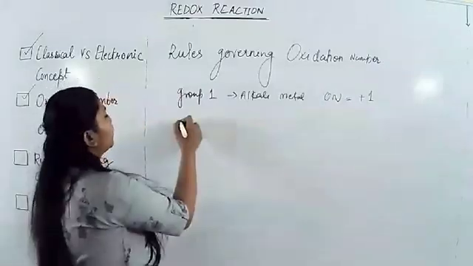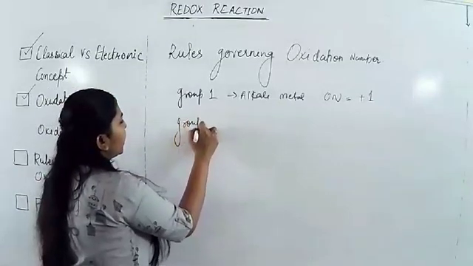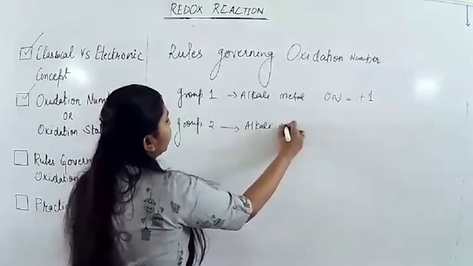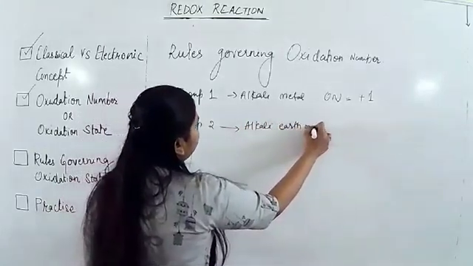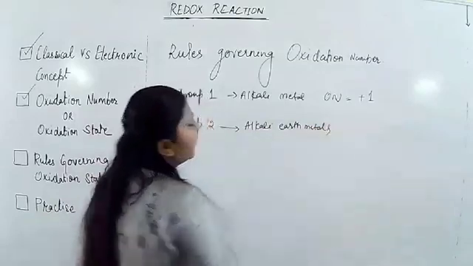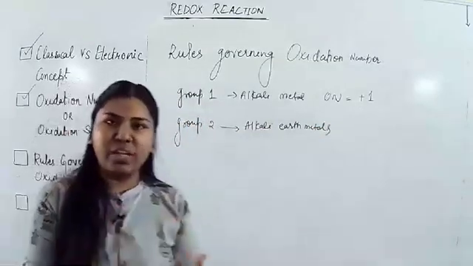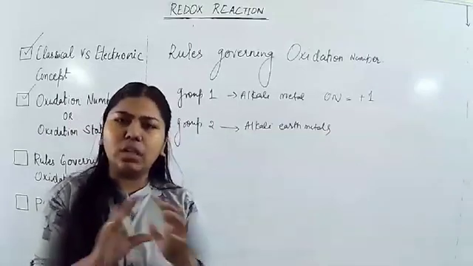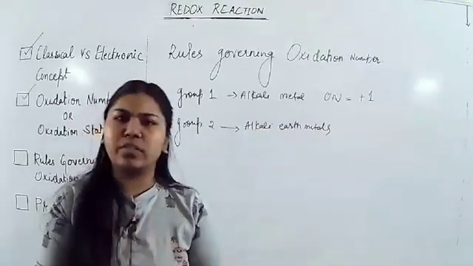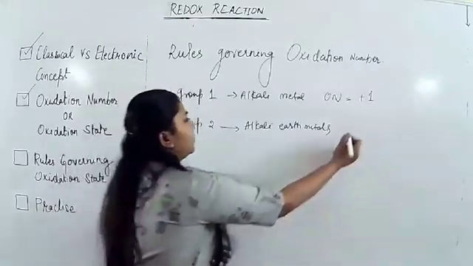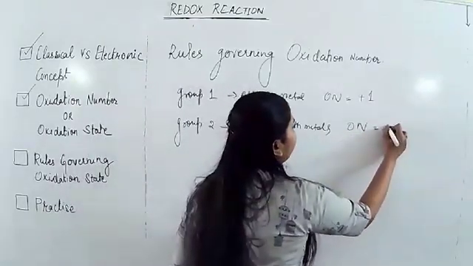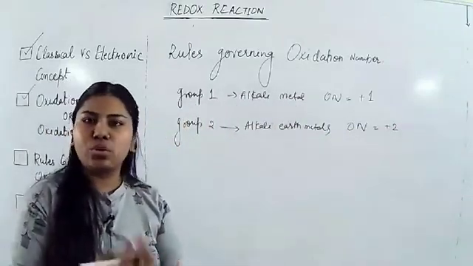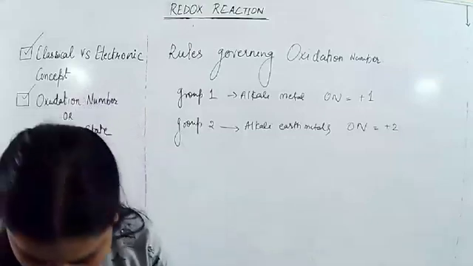Similarly, group 2, the alkaline earth metals, have 2 electrons in their valence shell. So obviously they will also release them, and in all cases they will have +2 oxidation number. It's easy. Shall we move ahead?